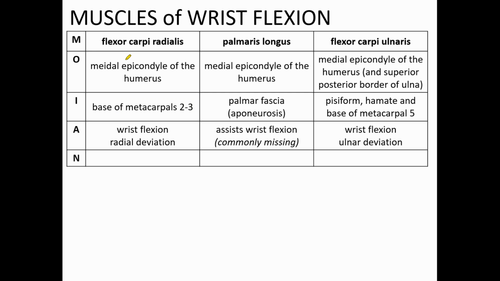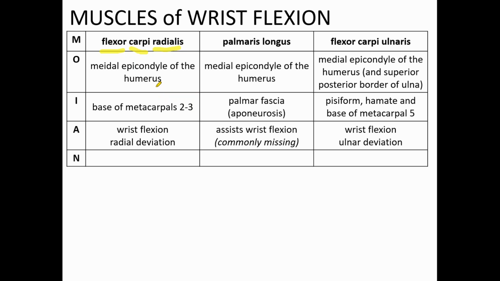First of all, what does the word carpi mean? Carpals, which mean wrist. So this muscle's flexor carpi. So what does it do? It flexes the wrist. Exactly. So easy. Radialis: I'm a little bit closer to the radial side.